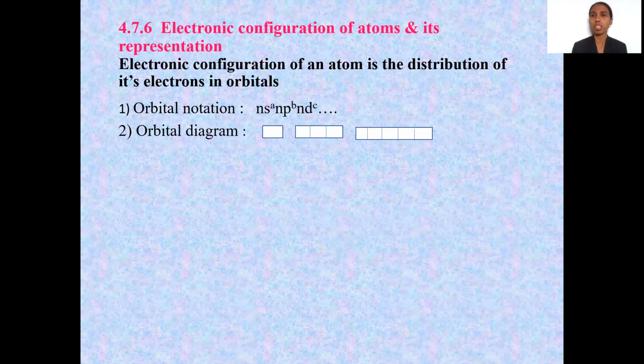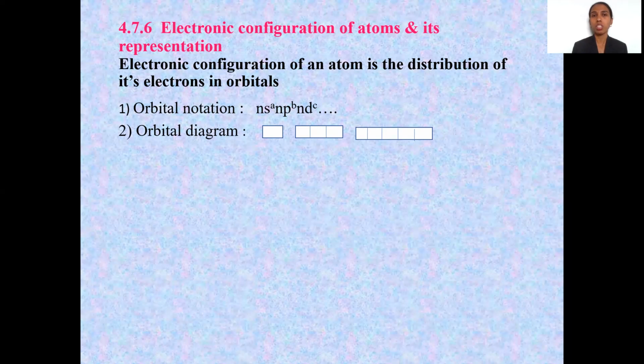To describe the shell of an atom we use the principal quantum number. So this n that is written will be the shell of that particular atom. Then s, p, d are the respective subshells of that atom, and a, b, c is nothing but the number of electrons present in that respective subshell. Means the number of electrons in the s subshell will be written in the form of a superscript to that subshell.